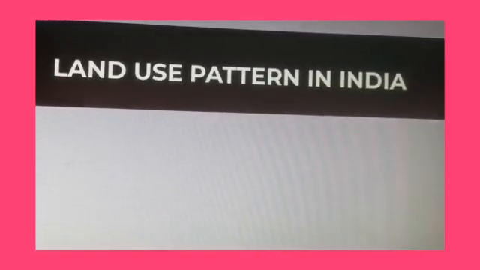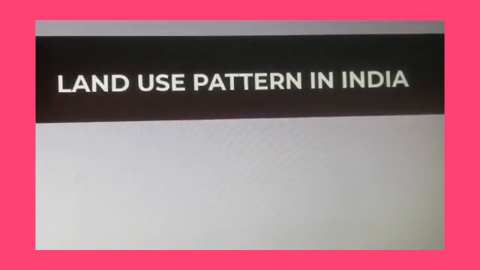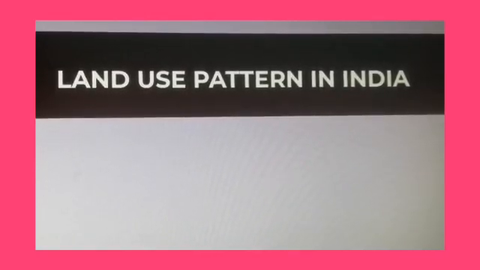Next, what is the land use pattern in India? How are we using land? What are the distributions of land in India?